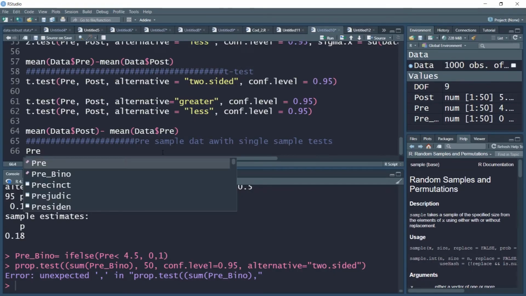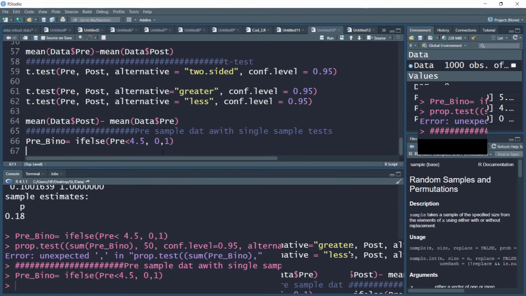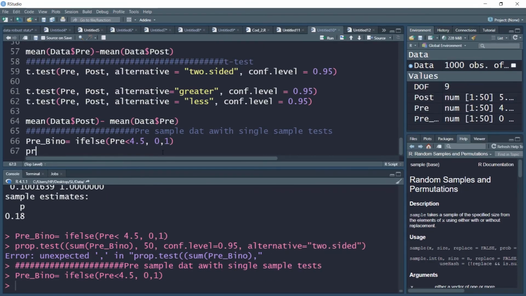First, we'll create our pre-bino variable. As we did earlier, we'll run this if-else code. We'll assign a value of 0 to those with a score of less than 4.5 and others 1. Now one can create the proportional test, prop.test function.